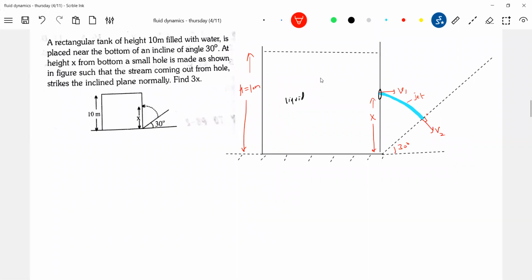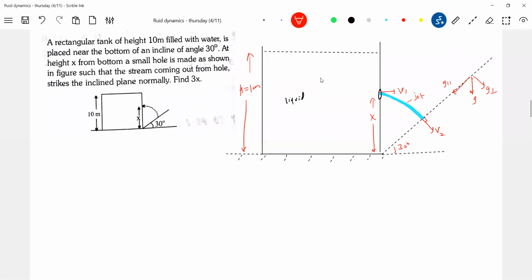I think we have discussed this problem. A ball thrown horizontally such that it should strike the inclined plane normally, then what is the height? That one, instead of that ball, here we have a jet. That's all, nothing to do. The same concepts, everything will be there. So what we should do, we are going to resolve.